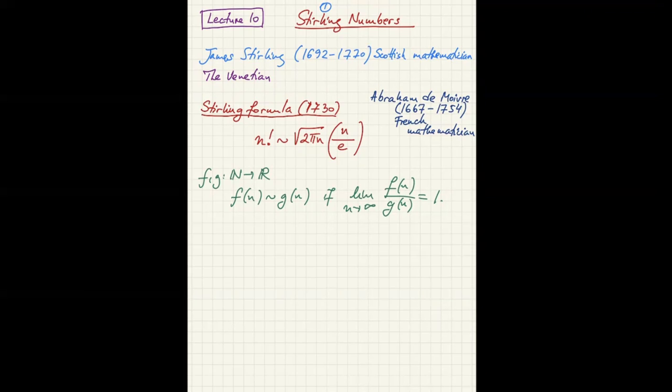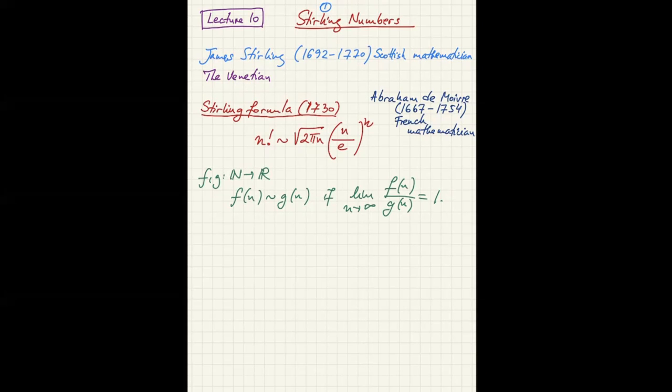So around 1730, he published his most important work, Methodus Differentialis, and it contained this formula approximating the value of n factorial. It states that n factorial is about (n over e) to the power n times the square root of 2 pi n.